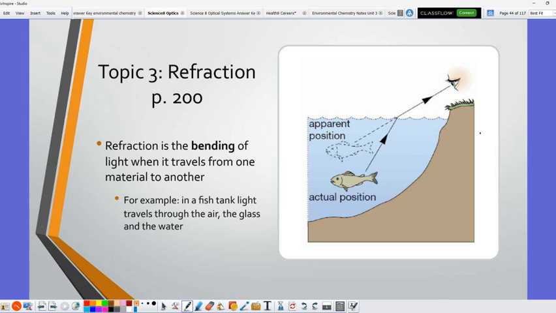Okay, so for example, in a fish tank, light travels through the air, glass, and water, and it bends, which is why when you see a fish in a pond, it's not actually where you think it is from your vision, because the light has bent. So here it is, the light comes up from the fish and it bends, but for you, it looks like the fish is over here.